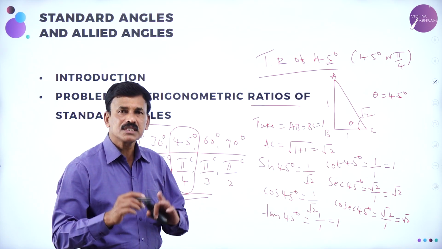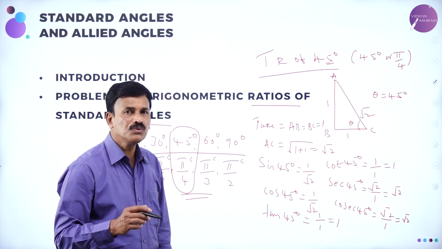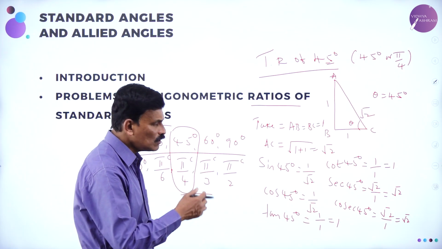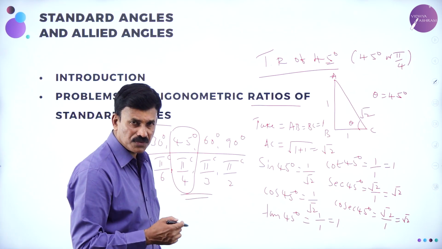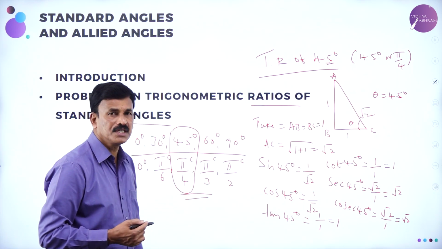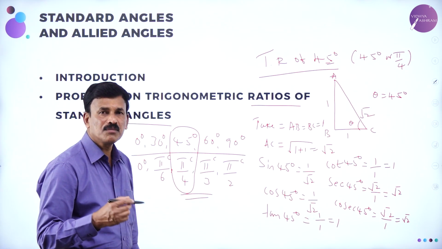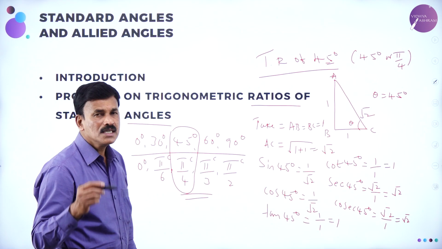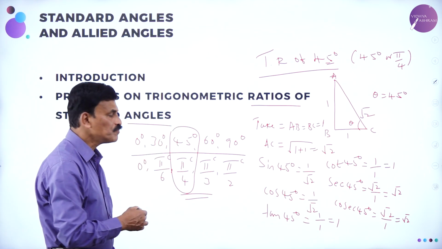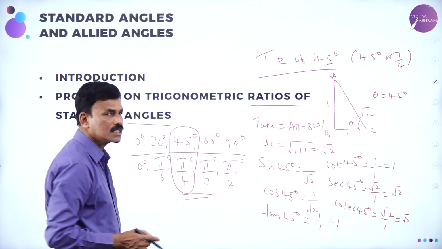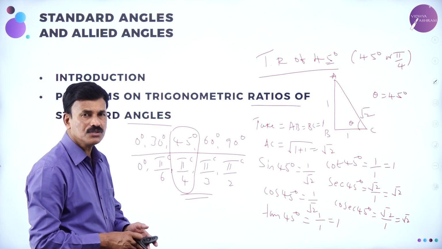Sin and cos are equal, tan and cot are equal, and secant and cosecant are equal. 1 by root 2, 1 and root 2 are the trigonometrical ratios for the standard angle 45 degrees. So, this is how we derive the trigonometrical ratios for 45 degrees. Similarly, we can derive the ratios for 0 degrees and 90 degrees, and for 30 degrees and 60 degrees. So, 0 and 90 are related, 30 and 60 are also related.